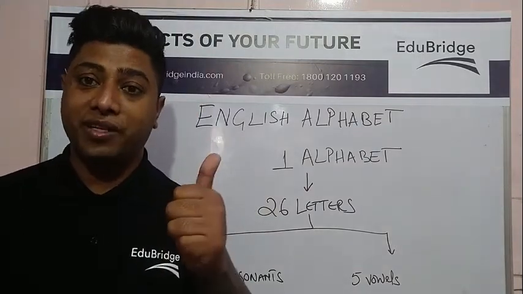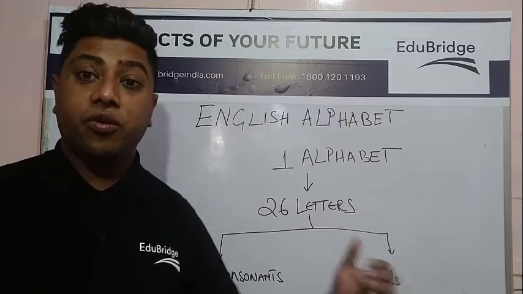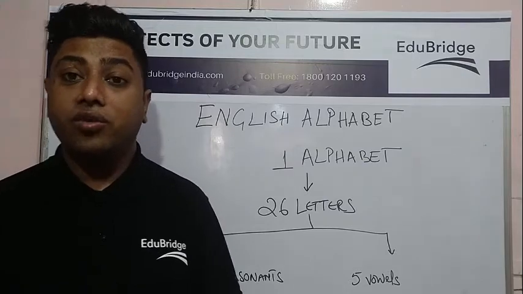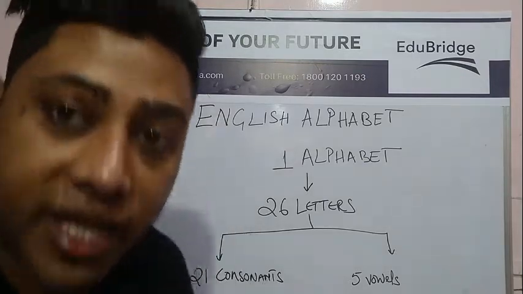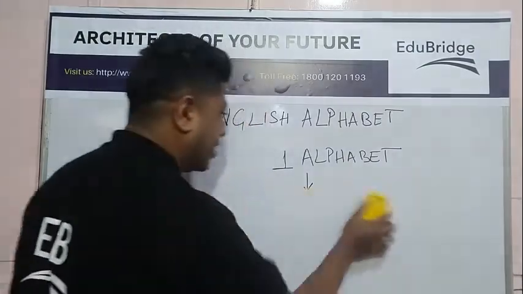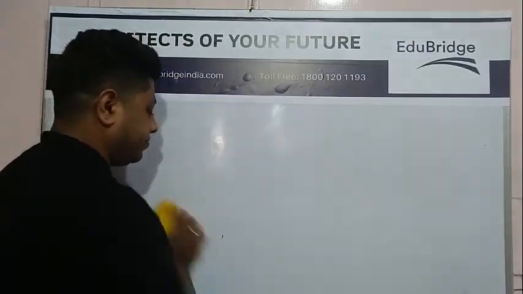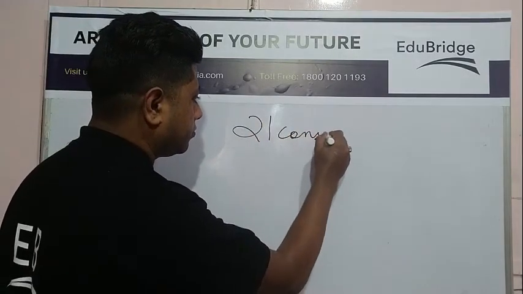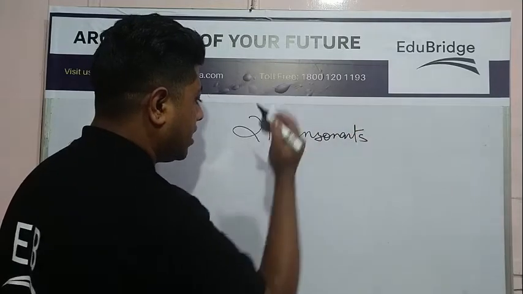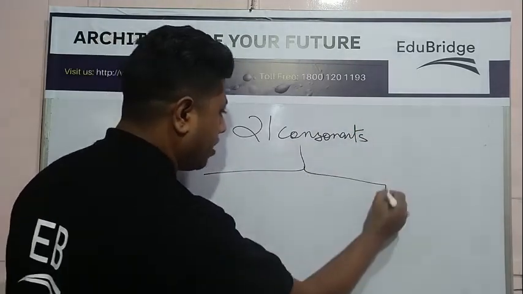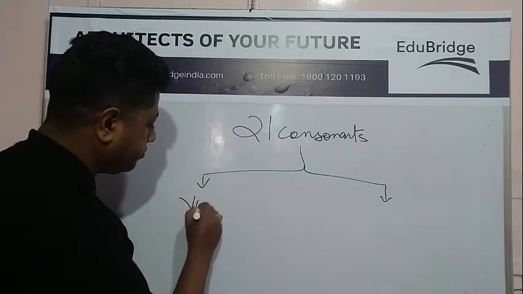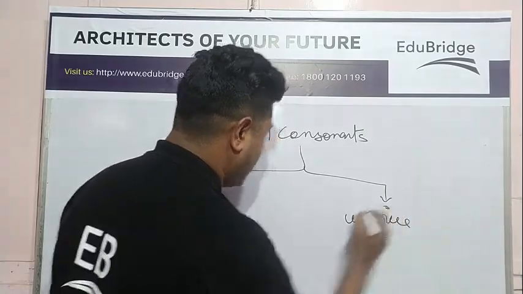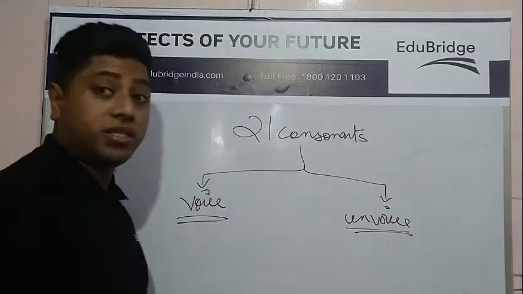So we have talked about the vowel sounds, A, E, I, O, U, and we'll be talking about the consonant sounds now. What are consonant sounds? Under consonant sounds, we have 2 categories. So let me categorize that real quick. The categories are known as voiced and unvoiced sound. So let me just write it. 21 consonant sounds, and we have voiced and unvoiced sounds. Now you might have a question, what is voiced and what is unvoiced?